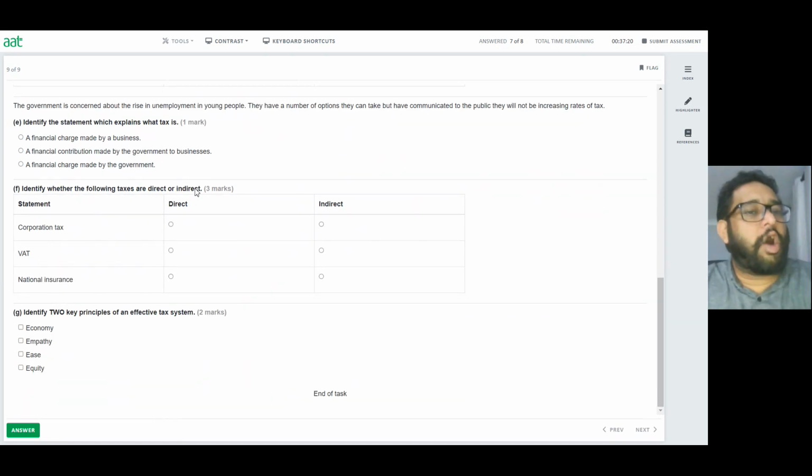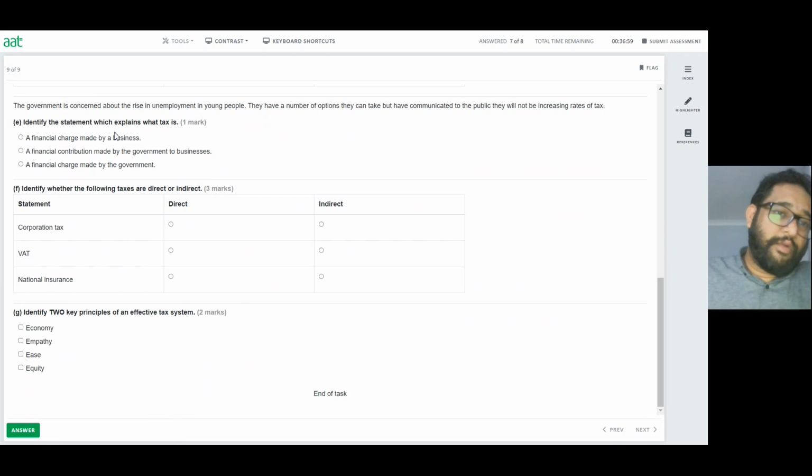So here, a government is concerned about the rise in unemployment in young people. They have a number of options they can take, but have communicated to the public they will not be increasing the rate of tax. Look at them. What's happening in this country? Most of the time, this is all to do with tax. But again, I'm not going to go political here, but let's discuss this.